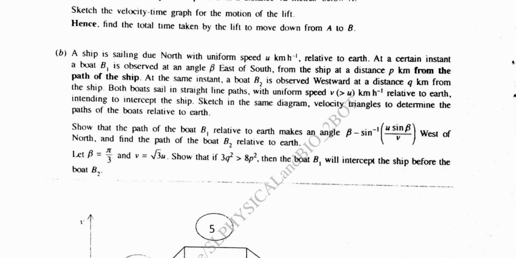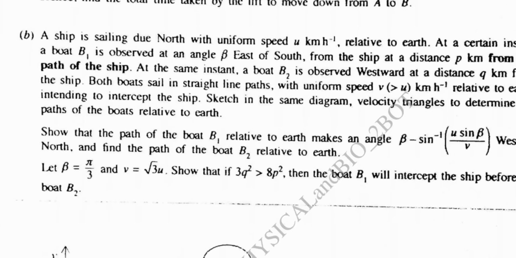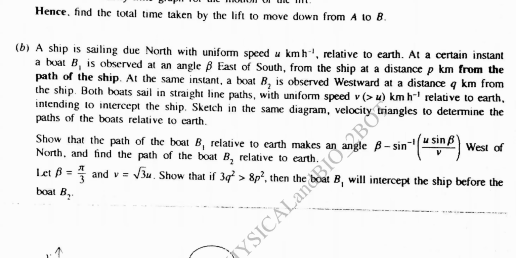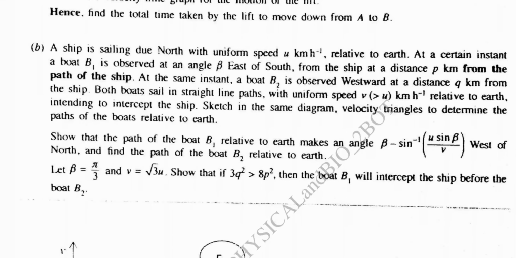Okay, so this is the question. This is 2018. What you have to do is nothing, just read the question. A ship is sailing due north with a uniform speed relative to Earth. He is very good because he says everything.